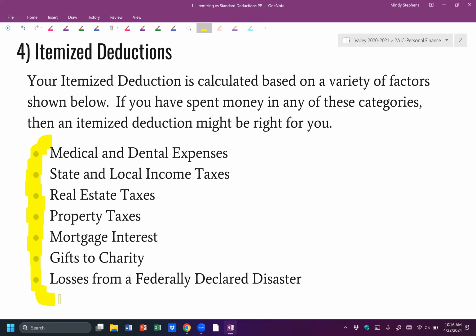So itemized deductions. These are the things we're looking at, but you have to fill out the itemized deduction form, and it will ask you all of these questions along the way.